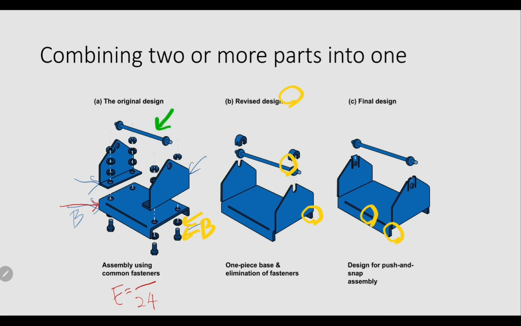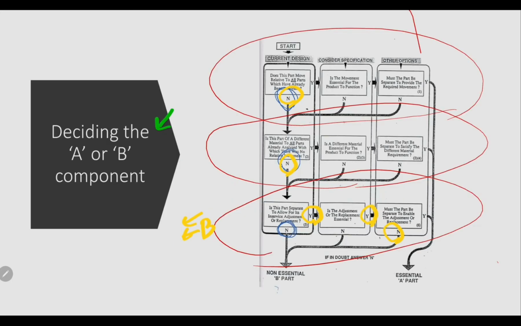This shaft. Okay, we try to answer this question. Does this part move? Okay, it's moving, of course, because it's a shaft. Is the movement essential? Looks like essential. Okay, yes. And must the part be separate to provide the required movement? Of course, the answer is yes, because this is the only moving part there.